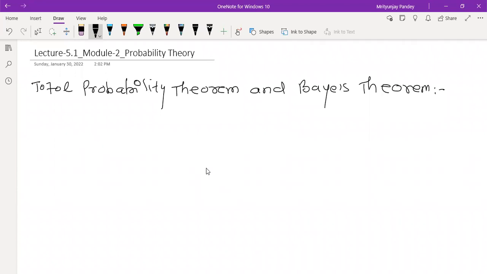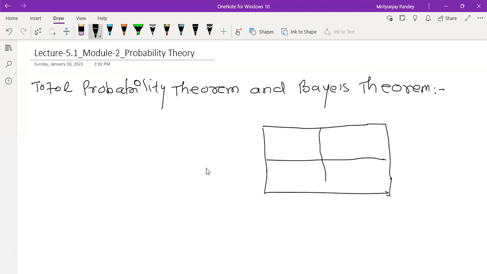So suppose that we have four boxes. In the first box, two white and three black balls. In the next one, four white and seven black balls. And the third box, four white, two black, and the fourth, six white and five black.